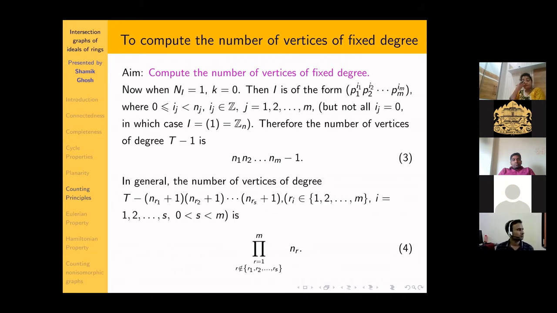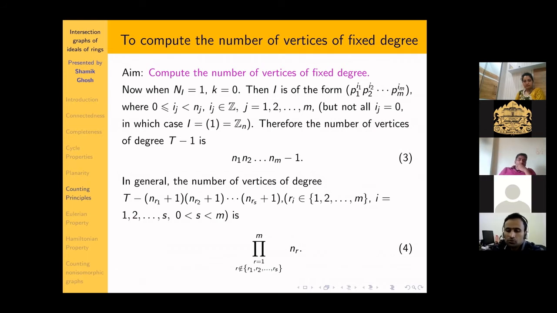The number of vertices is n1, n2, nm minus 1. These are the number of vertices of the highest degree. And for all other possible degrees, the number of vertices is given by t minus expressions like nr1 plus 1, nr2 plus 1, and so on, the product of nr where r does not belong to r1 or r2, but belongs to ri from 1 to m.